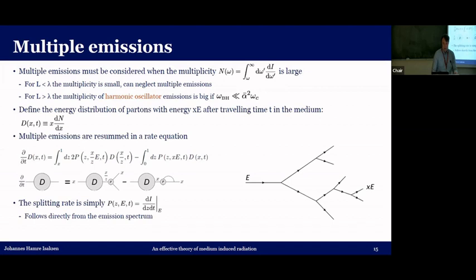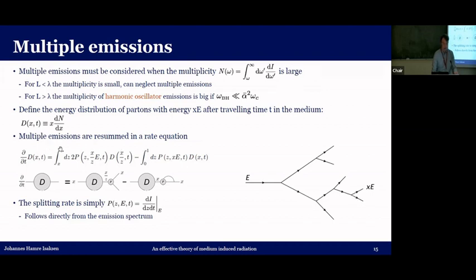One way to do this is to define this energy distribution, which is what I explained in the beginning. You have one parton with energy E, and it splits arbitrarily many times. In the end, you get many partons, and they have energy xE. So you want this distribution of energies after a certain time t.